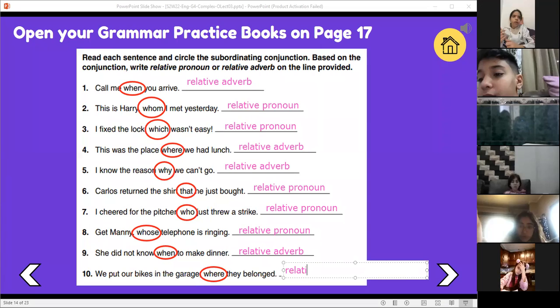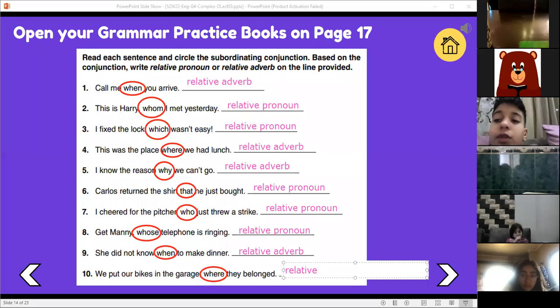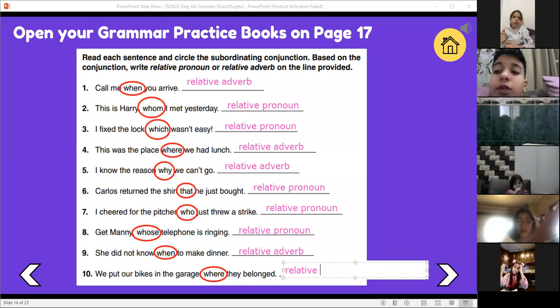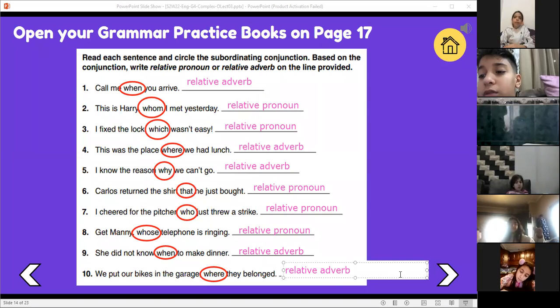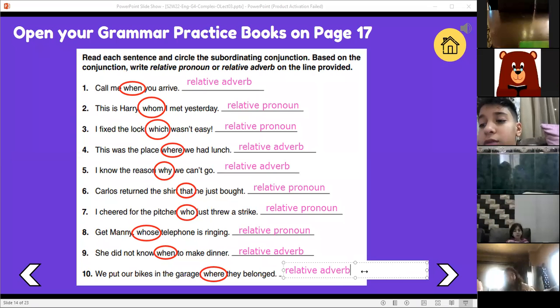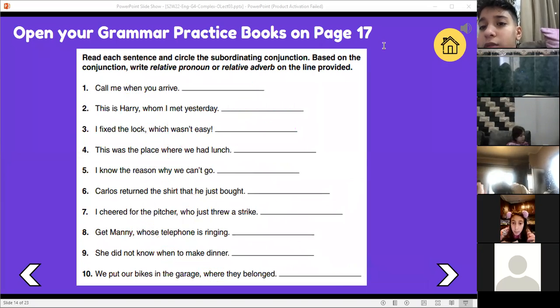And where is it? It's relative. It's about a place. Relative adverb. Excellent. Yes. It's about a place, so this is a relative adverb. Bravo. Okay, I'm going to move on to the writing part.